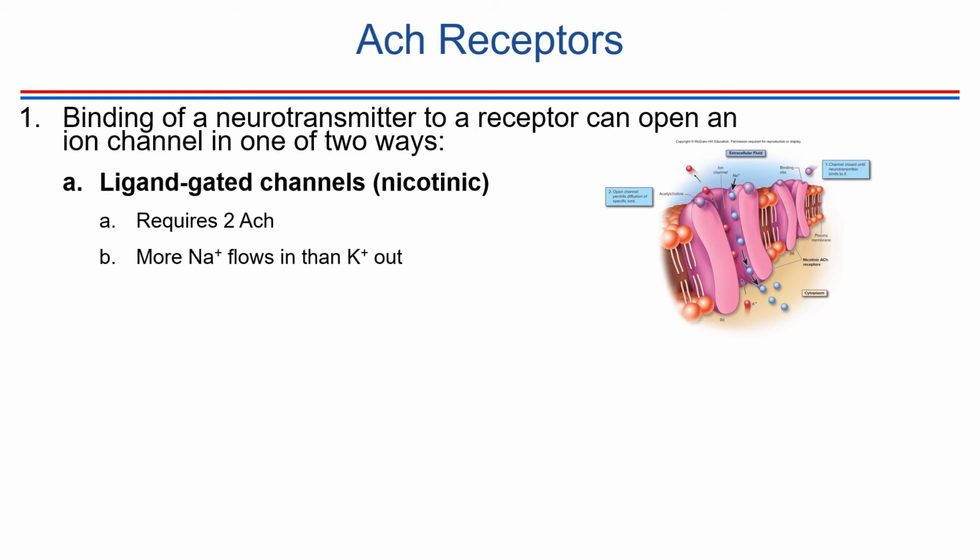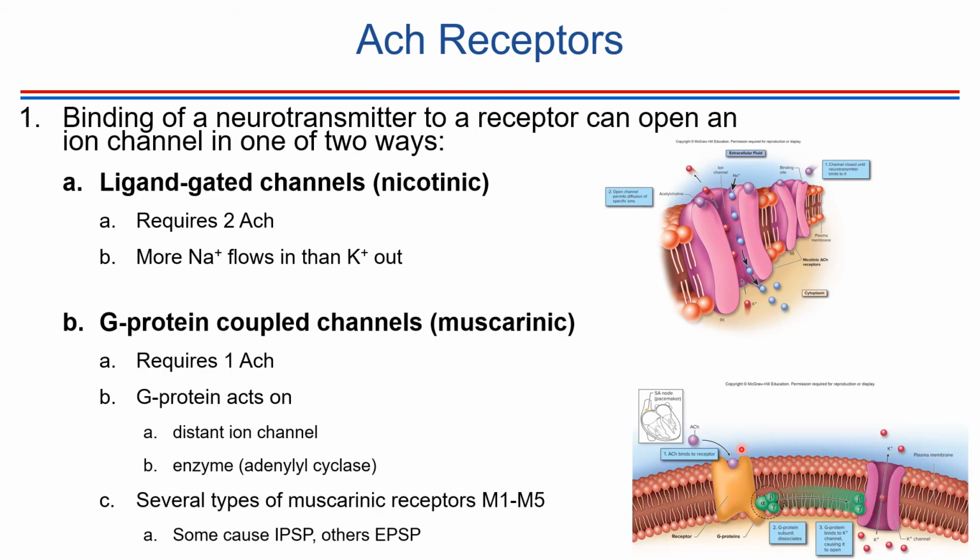So let's kind of put this all together here. We've got these two types of receptors. We've got nicotinic, which are ligand-gated channels, because remember, it's the ligand that's coming on here, and when it binds, it's opening or closing that gate directly. So those nicotinic for ACH requires 2 acetylcholine. It's not going to do it with just one. It's got to have both of them on there. And again, we said more sodium flows in than potassium comes out.